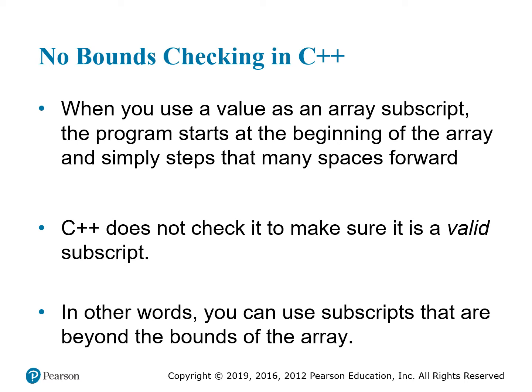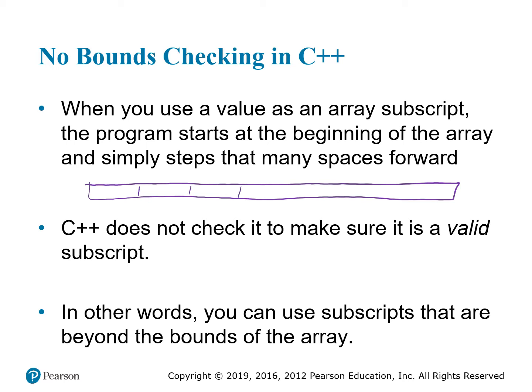Okay, when you use a value as an array subscript, let's say we've got an array here that has 1, 2, 3, 4, 5, 6, 7 spaces in it, and it's called myArray of 7. If I ask the computer for myArray of 6, it's going to start at this position and just count forward 1, 2, 3, 4, 5, 6. That's why C++ arrays start at 0: 0 means you don't go forward any boxes, 6 means you go forward 6 boxes. But what if I asked for myArray at position 7?